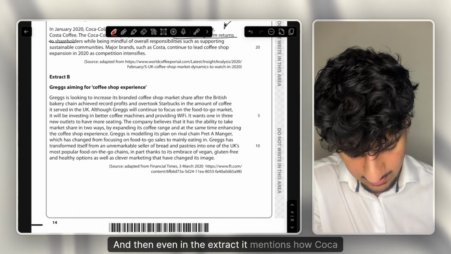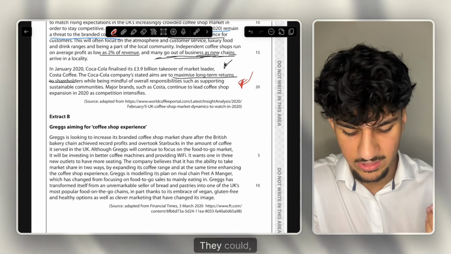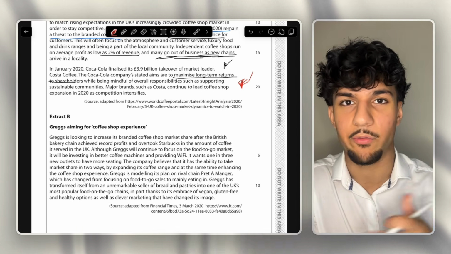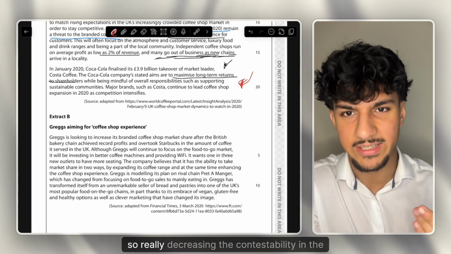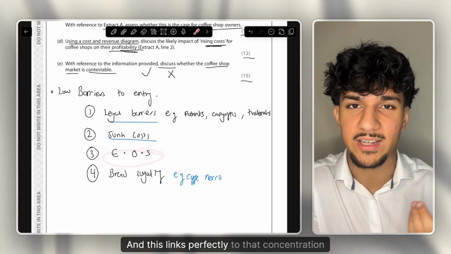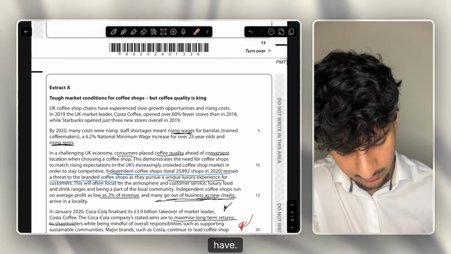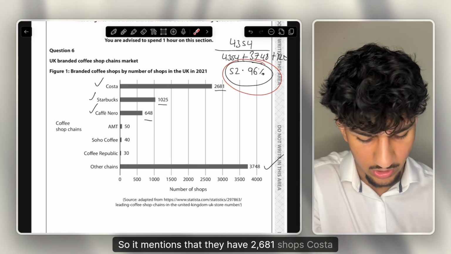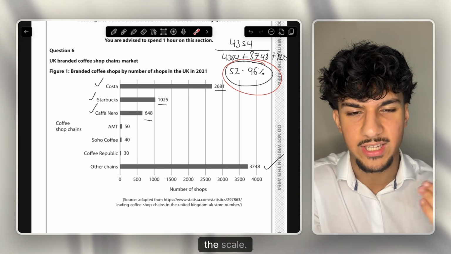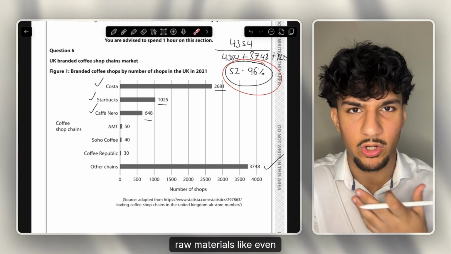And then even in the extract, it mentions how Coca-Cola has taken over. Of course, Coca-Cola has massive monopoly power. They could just invest lots of money. They could start pursuing things like predatory pricing, forcing smaller firms out of the market, so really decreasing the contestability in the market. And then things like economies of scale, and this links perfectly to that concentration ratio. Since these firms, I'm pretty sure it mentions how many shops they have. It mentions that Costa has 2,681 shops. And that really shows the extent of economies of scale. Since I have so many shops, think about things like raw materials, like even coffee.